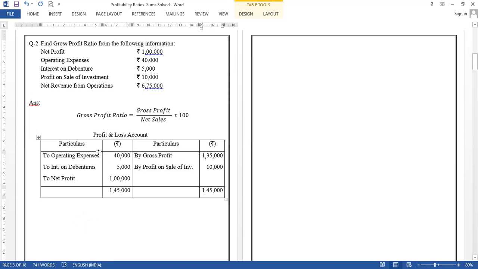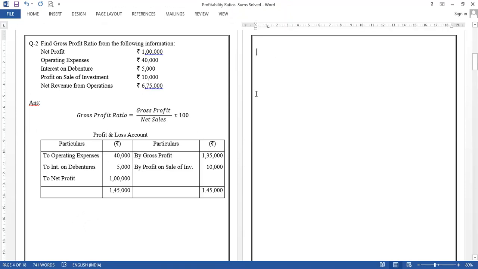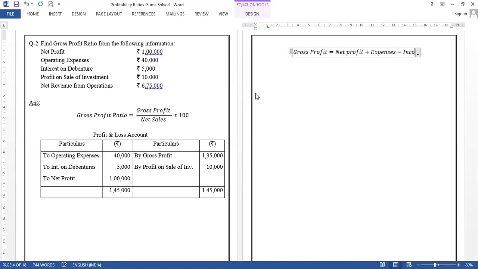Now, if you have to present this by way of formulas, let us do that over here. So let me write this. Gross profit is equal to net profit plus expenses, because we are supposed to move in the reverse order. So I will be adding expenses and will be deducting incomes. When I write expenses and incomes, that will include all the expenses and incomes, whether it is operating or non-operating.